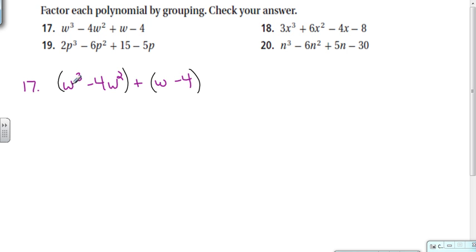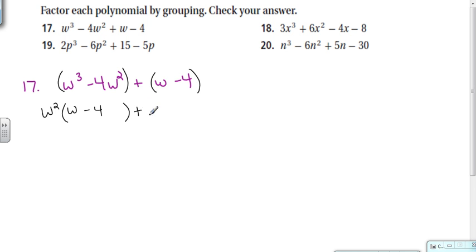So then I say, what's my greatest common factor between w cubed and 4w squared? Well, between a 1 and a 4, it's a 1. And then they have w in common. That has 3 w's, that has 2 w's, so the most amount of w's is 2. Then you figure out what's missing. So w squared times what gives me w cubed? That's w. W squared times what gives me negative 4w squared? Well, 1 times negative 4 gives me the negative 4, and I've already got the w squared, so that's factored.